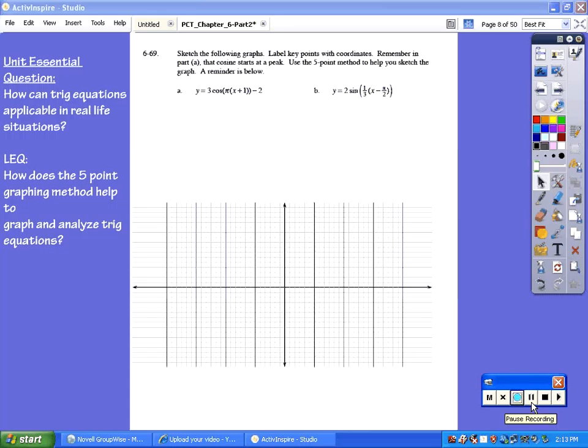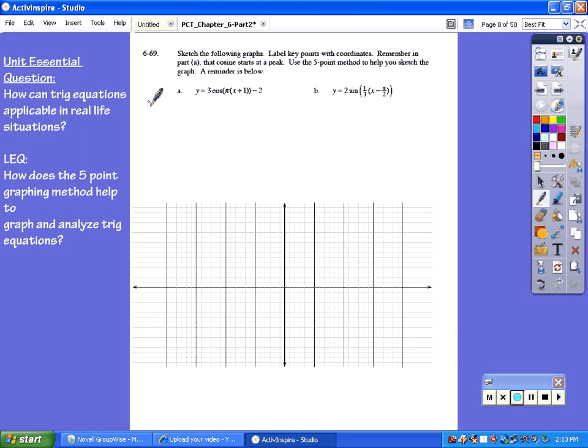All right, we're back on air, and we have our answers here to problem number 6-69. We're looking at graphing these two equations. So again, we'll walk through the process here step by step. So if you need the help, pay close attention. If you don't need the help, fast forward and just check out the answers. And that should be sufficient.